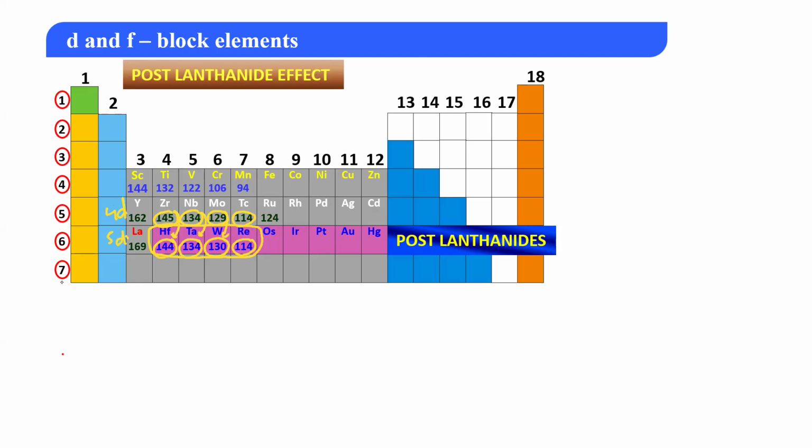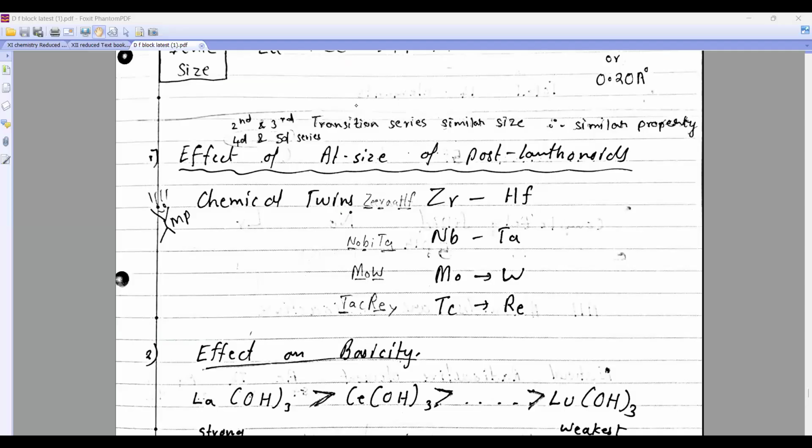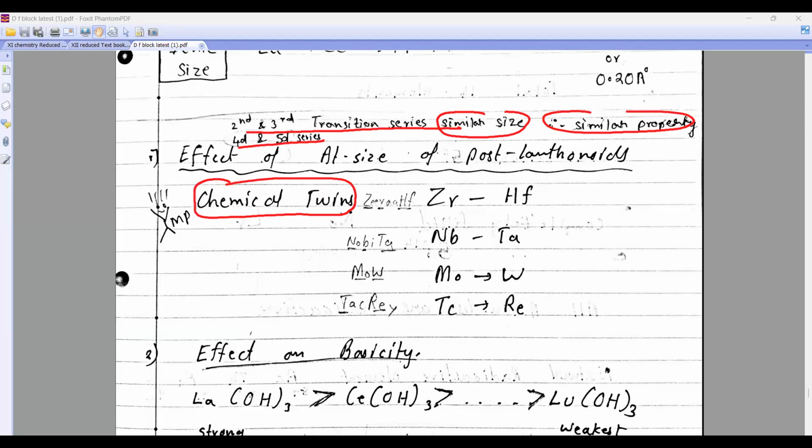इन एग्जाम में क्वेश्चन क्या पूछेंगे बेटा? ये देखो, ये पूछेंगे. Look, elements of second and third transition series, that is 4D and 5D series, have similar size. Therefore, they have similar property. Therefore, they are called chemical twins. अच्छा, एग्जाम में पूछेंगे कौन किसका chemical twin है. In exam, they will ask who is chemical twin.